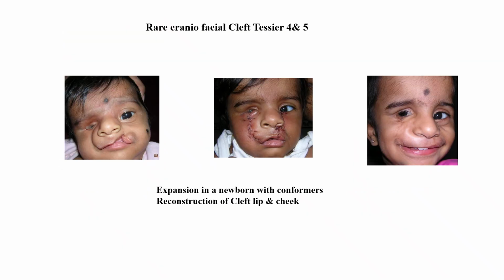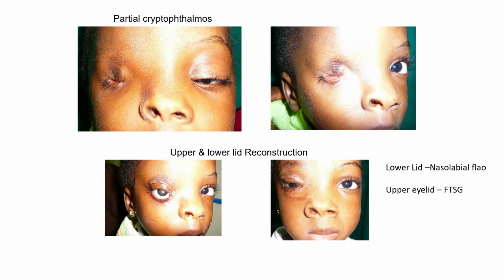Rare craniofacial cleft, Tessier 4 and 5, expansion on the right side in a newborn with conformers, reconstruction of the cleft lip and cheek were done. Partial cryptophthalmos, upper and lower eyelid reconstruction. The upper eyelid full thickness skin graft was placed, and for the lower eyelid a nasolabial flap was utilized.